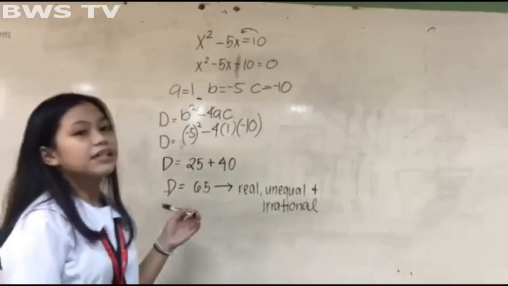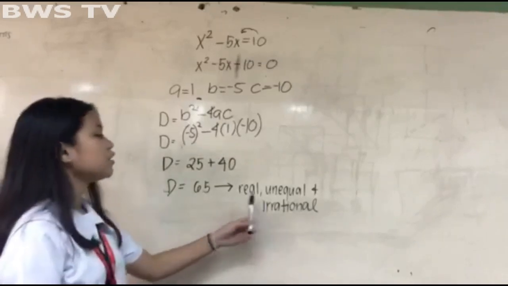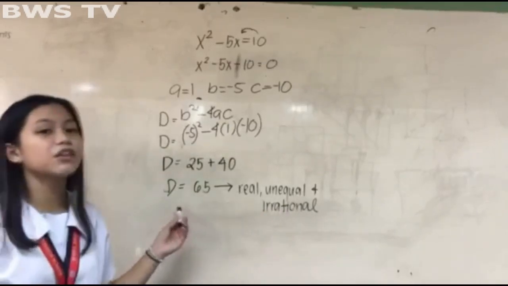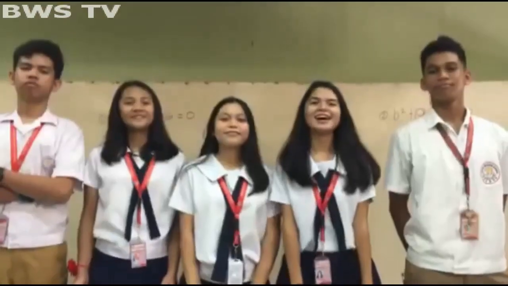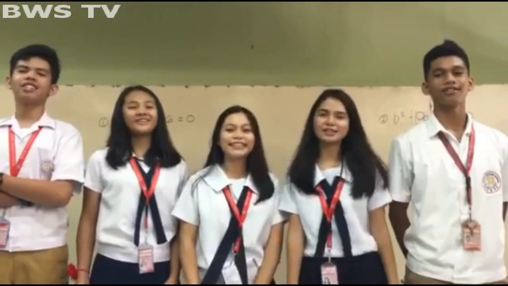And 65, since it's greater than 0, is real and unequal. And since 65 is not a perfect square, it is irrational. That was all for our discussion.